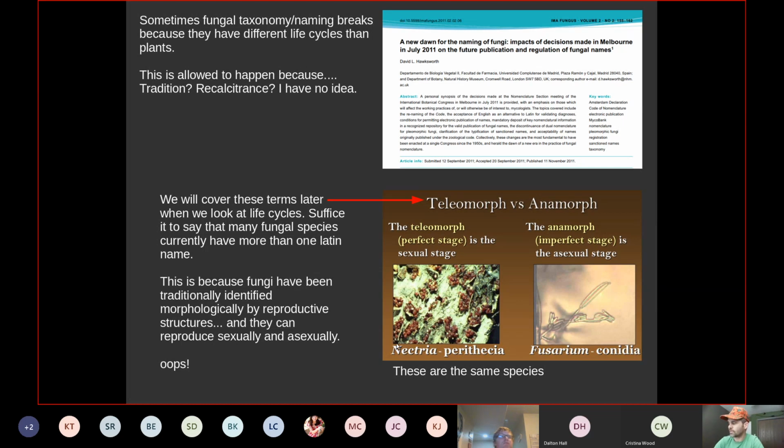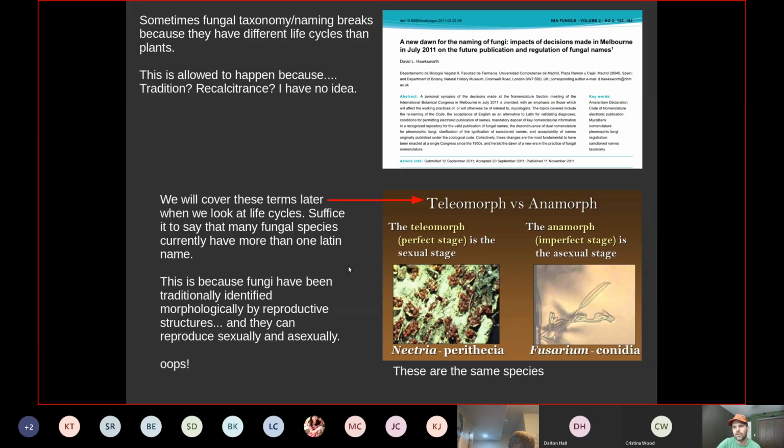This is a good example right here. We've got Nectria and Fusarium. That's the same fungus. This is just the asexual form, Fusarium is, and Nectria is the sexual form. Okay, we call these teleomorph and anamorph. It's easy to remember. Anamorph, asexual. Okay, so anamorphs are asexual, teleomorphs are sexual.